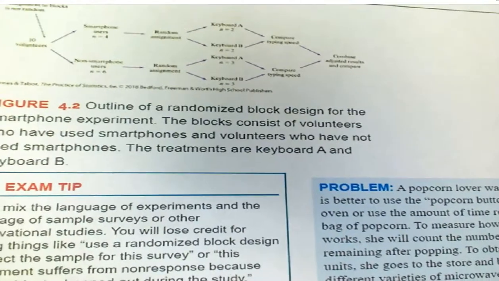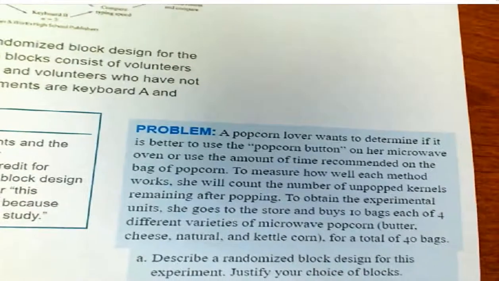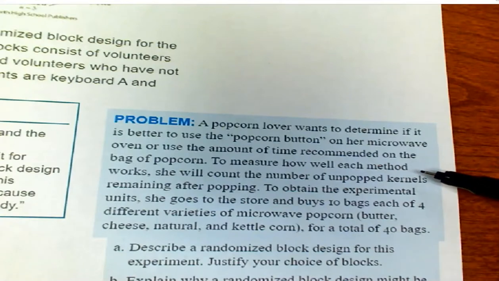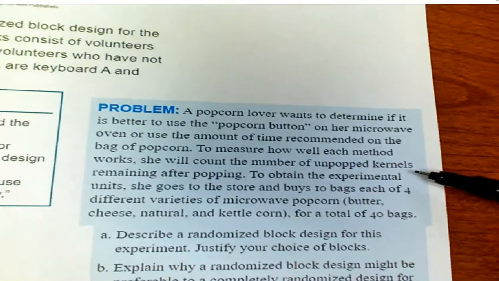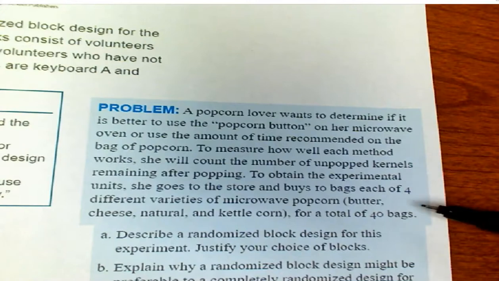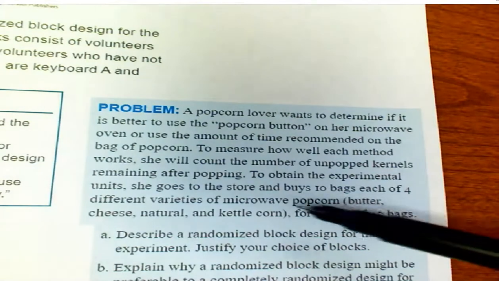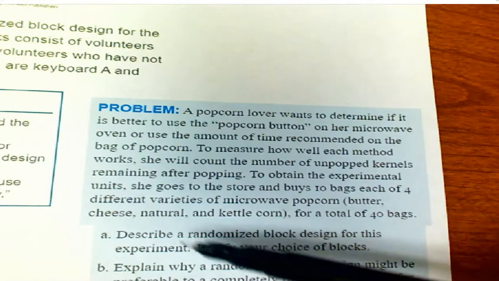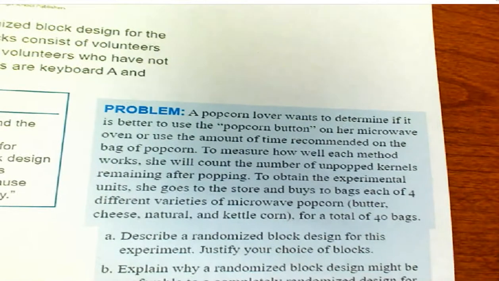All right, so here is the problem. A popcorn lover wants to determine if it is better to use the popcorn button on her microwave oven or to use the amount of time recommended on the bag of popcorn. To measure how well each method works, she will count the number of unpopped kernels remaining after popping. To obtain the experimental units, she goes to the store and buys 10 bags of 4 different varieties of microwave popcorn. You've got butter, cheese, natural, kettle, for a total of 40 bags. Describe a randomized block design for this experiment. Justify why you are blocking in that way.